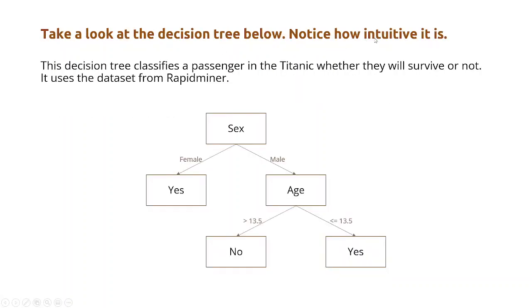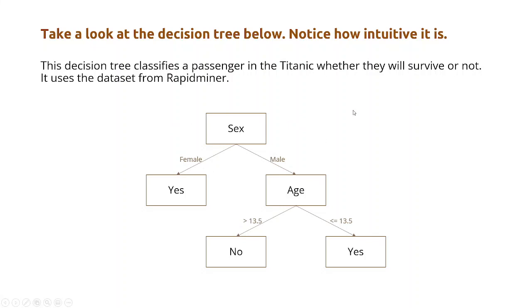Take a look at the decision tree below. Notice how intuitive it is. So this decision tree, at the bottom, it uses the Titanic dataset from RapidMiner. RapidMiner is a software that you can use for data mining or machine learning. This dataset contains data about the Titanic passengers, like their sex, age, their class, those in first class or lower class, among others.